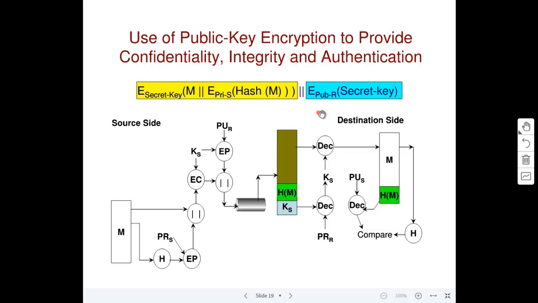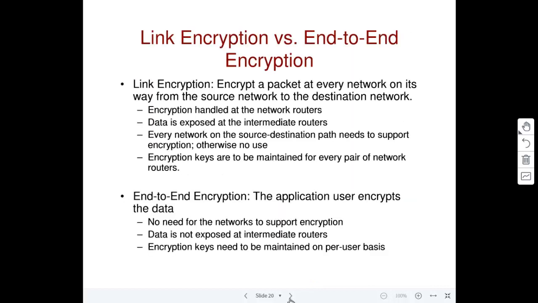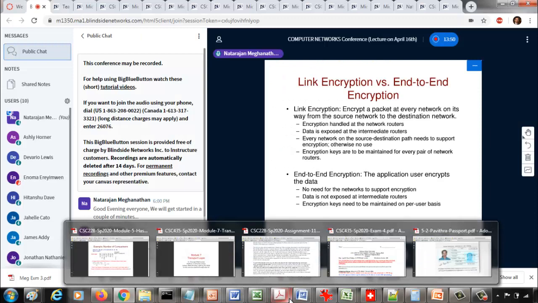But as you can see, there's a lot of overhead with this. Instead of just sending the message, you need to send all these things: the hash value, the encrypted hash value of the message, and the secret key. So that's the kind of trade-off. You have to send additional bytes of information in addition to the message bytes that you're sending.